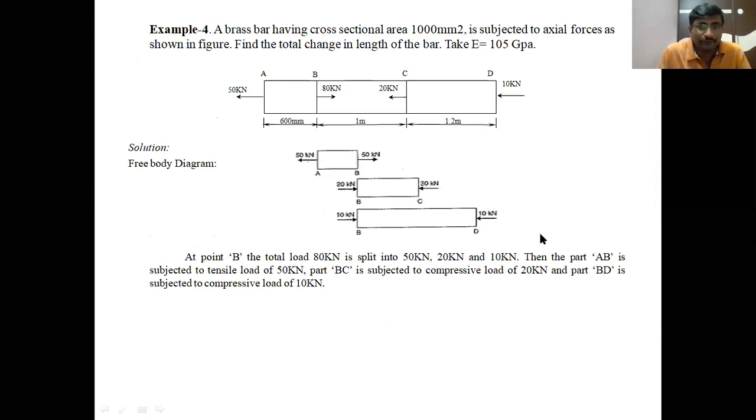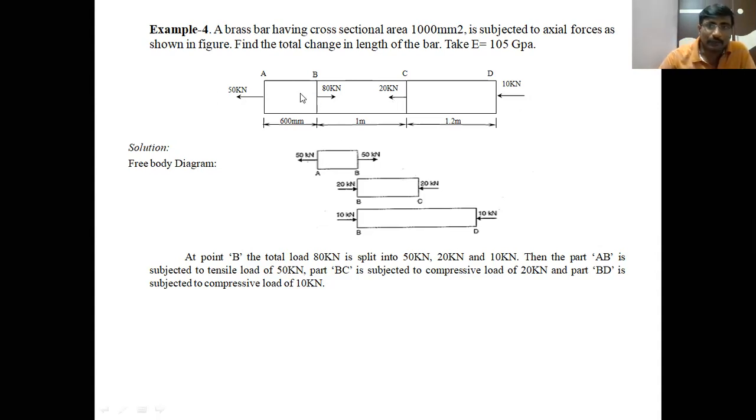This is example 4. Here it is a special problem. Why? Because the loads are not only applied at the ends, but also applied at the intersection of each material or each section.